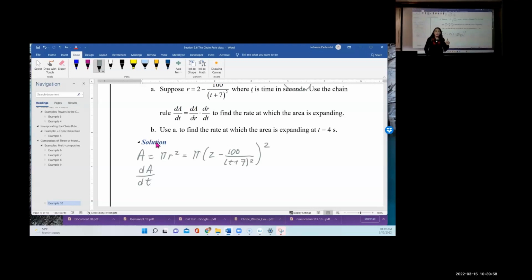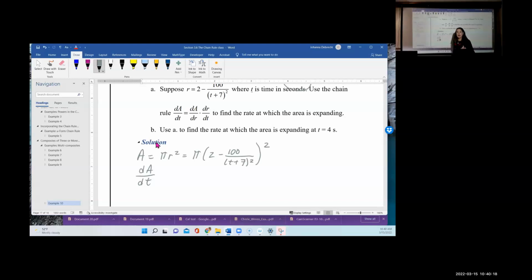The word rate typically means you have 2 different units in a fraction, one in the numerator, one in the denominator. So we'll have units for area in the numerator and units for time in the denominator, and that makes it a rate. Okay, so to find the formula, we need to take the derivative.